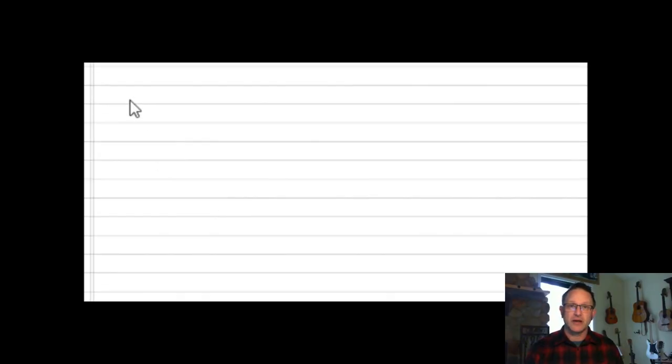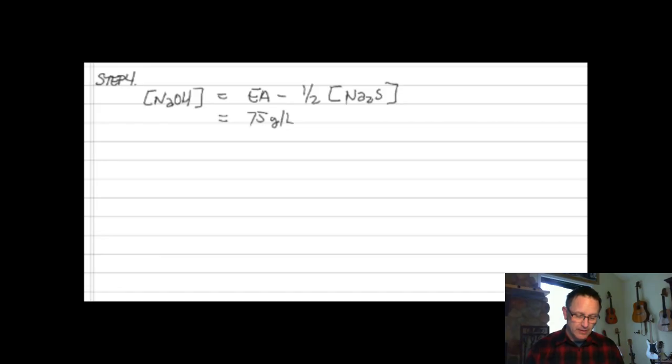Alright, so now let's calculate the concentration of caustic that we have. Step 4. So the concentration of NaOH equals, so that's your effective alkali, minus 1/2 the concentration of Na2S. So I just rearranged the equation a bit. And that equals 75 grams per liter minus 0.5 times our calculated value of 21.42 for the Na2S that we just determined from equation 3. And that gives us a value of 64.29 grams per liter as Na2O.